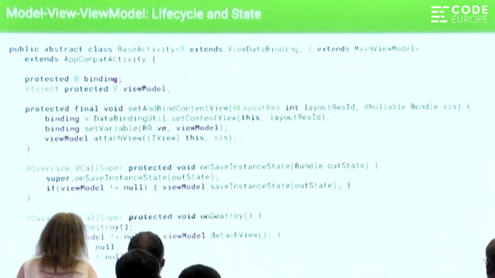As you can see, saving instance state and detaching the view can also be handled directly in the base class. Just forward the save instance state callback in onSaveInstanceState. In onDestroy, you can just call detachView on the view model. So now everything, or most of it actually, is handled in the base classes. You still have to call setAndBindContentView, and you're good to go. So actually that's all you need. With these base classes, you can start implementing Model-View-ViewModel architecture in your apps.